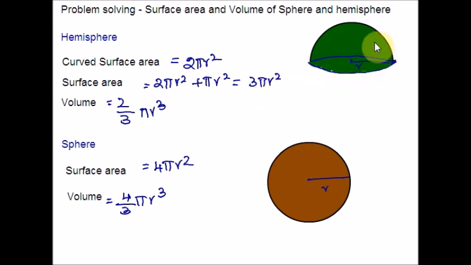And the volume of the hemisphere is 2/3 of pi r cube. In the same way, for the sphere, the surface area is 4 pi r square and the volume is 4/3 pi r cube. So these are the formulas that we are going to use in problem solving. We may get problems with direct information, or you may also get a tricky word problem. So let us see how to solve them.